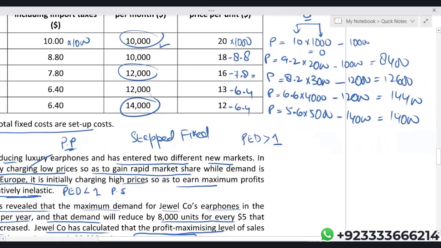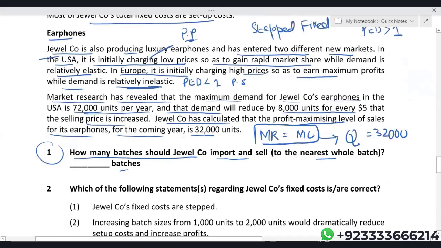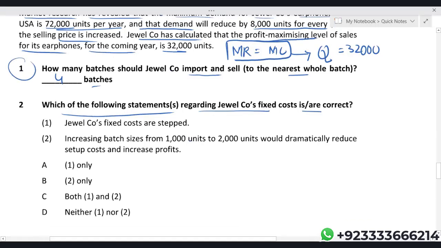So it can be seen that the maximum profit is 14,400 at 4 batches. So when you go for 4 batches, you will be generating the maximum profit. So highest total profit is at 4 batches. Which of the following statements regarding Joule's fixed cost are correct? Joule fixed costs are a step, yes.